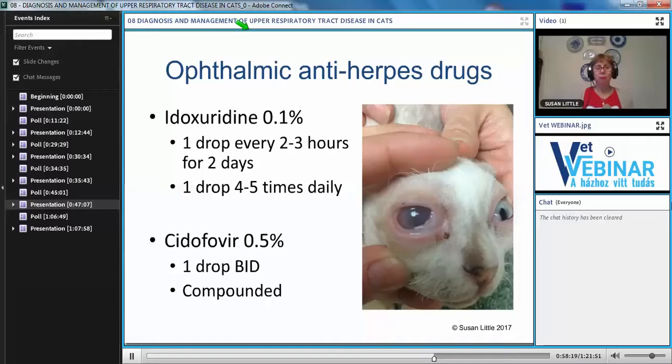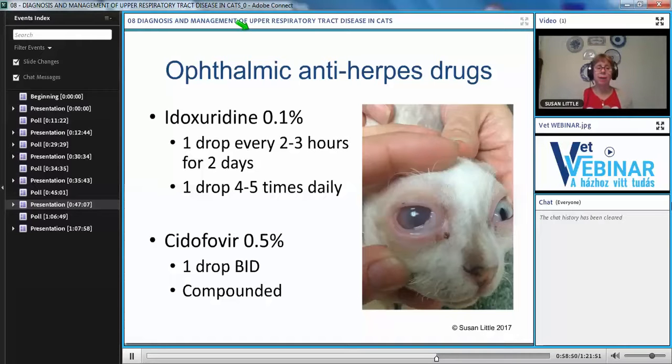Another topical antiviral that's much easier to give, because it's only given twice a day, is cidofovir. The problem is I don't know of any company that makes this in an eye drop. So it's made for intravenous use in people. So you sometimes can find a pharmacy. This is what we do in Canada and the US. We have a compounding pharmacy make this for us into an eye drop.